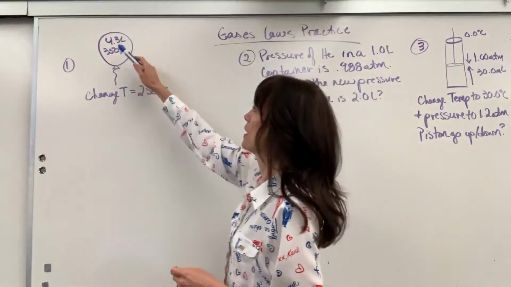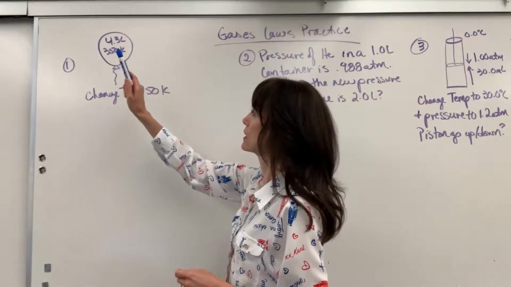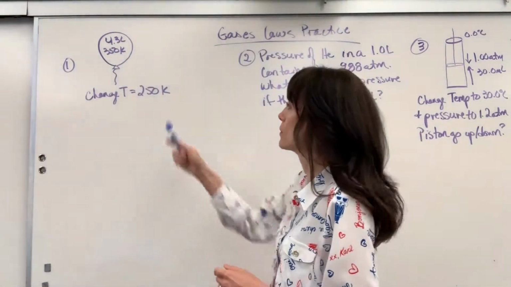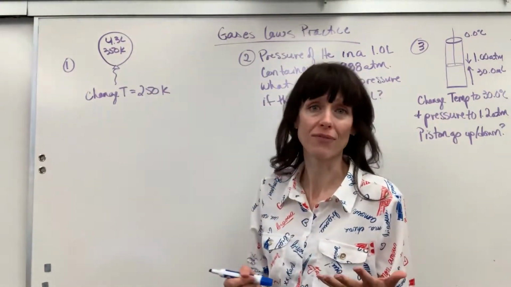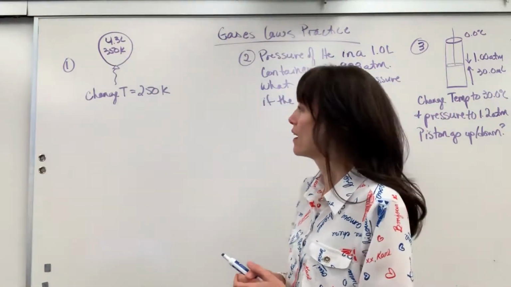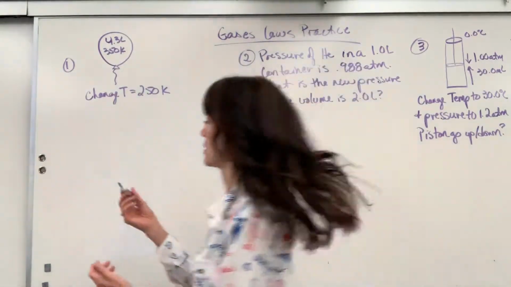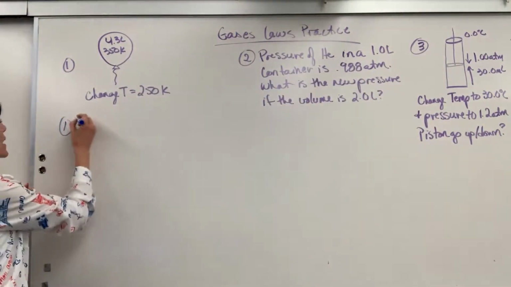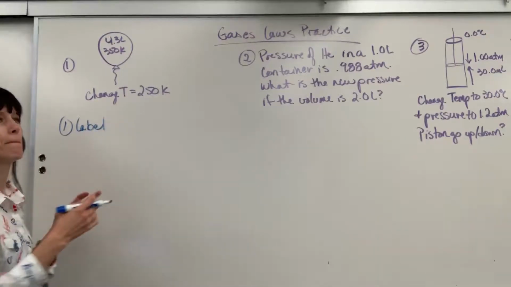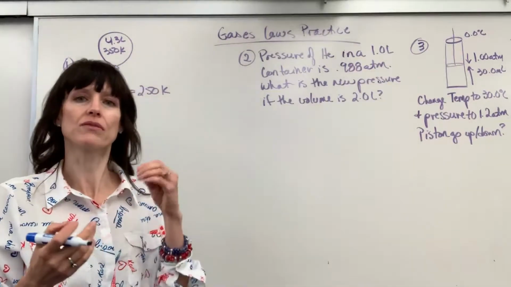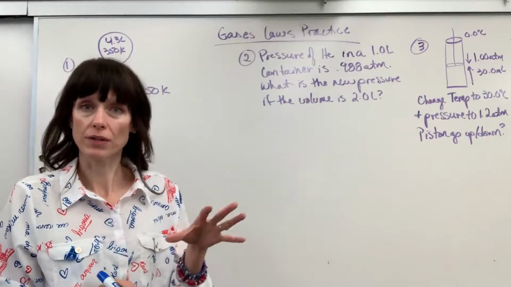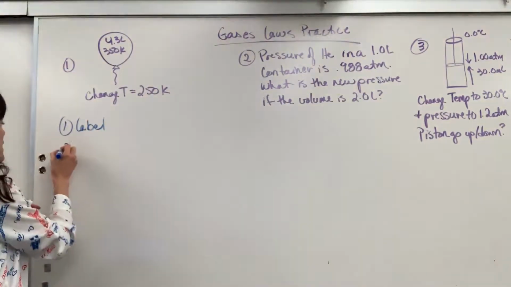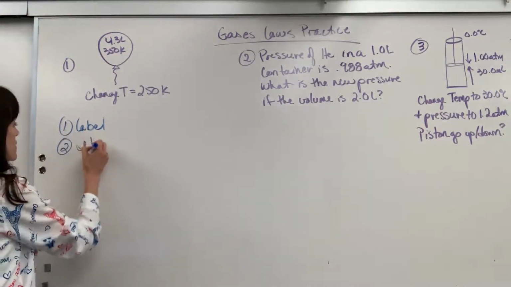We have a balloon and it's 4.3 liters, 350 Kelvin, and we want to change the temperature to 250 Kelvin. These are all problems that I found in a book. So here are the steps. Number one, label. There's something amazing about you putting a variable and labeling. Rewrite what's given in that problem on your paper. From that, you're going to identify the formula.